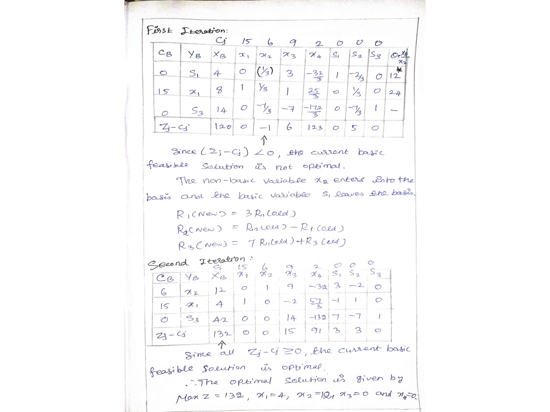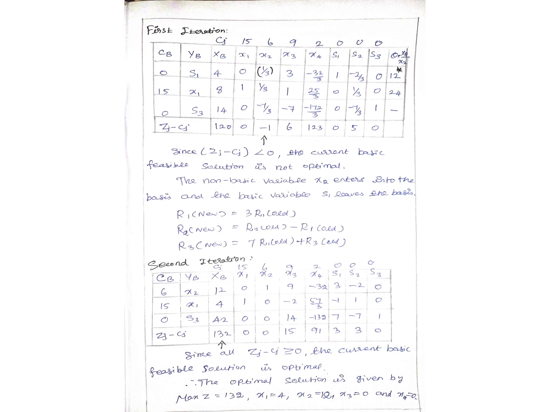Next one, 0 into 3 plus 15 into 1 minus 0 into 7 minus 9, which is equal to 6. Next one, 0 into minus 32 by 3 plus 15 into 25 by 3 plus 0 into minus 172 divided by 3 minus 2, which is equal to 123. So next one, 0 into 1 plus 15 into 0 plus 0 into 0 minus 0, which is equal to 0.